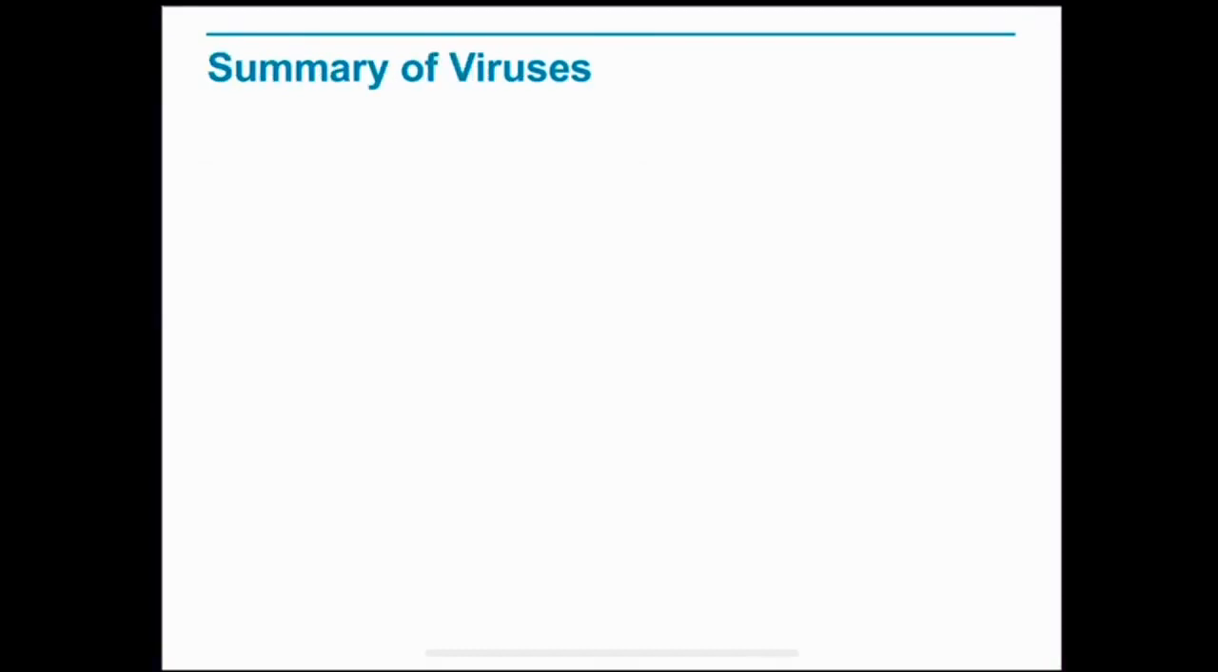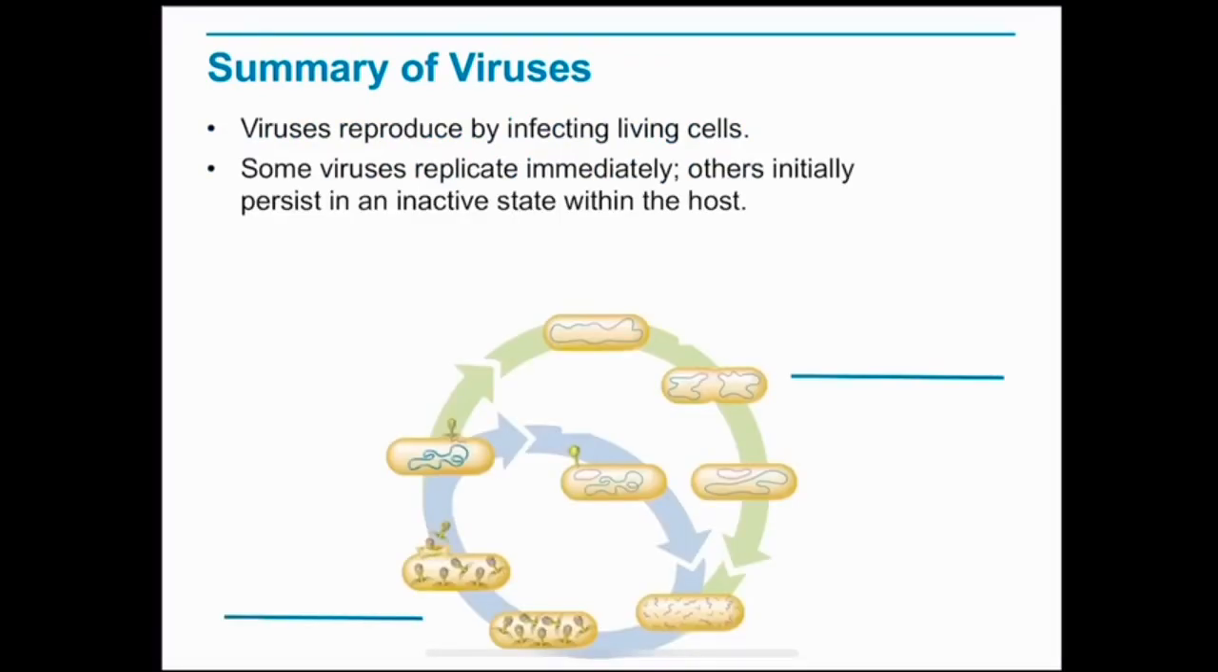So, the summary of our lesson: viruses reproduce by infecting living cells. Some viruses replicate immediately, others initially persist in an inactive state within the host. We discussed two types of virus infections: the lytic infection and the lysogenic infection.